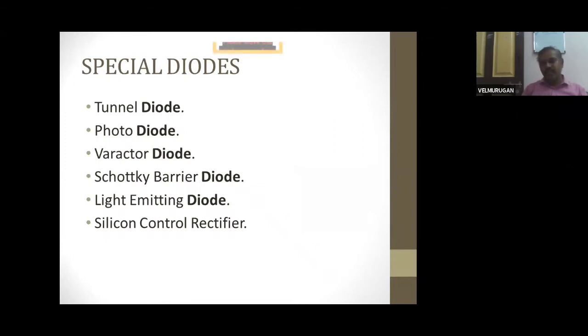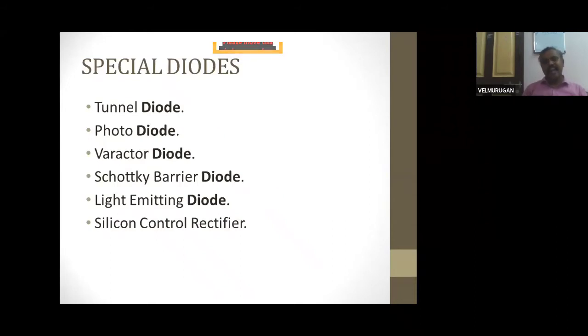Based on the PN junction diode, you studied rectifiers in the last class: the half wave rectifier, full wave rectifier, and bridge rectifier. In PN junctions you have one more application also, that is the clipper and the clamper. Those are also applications in electronic devices. So in this class we are discussing the special types of diodes.